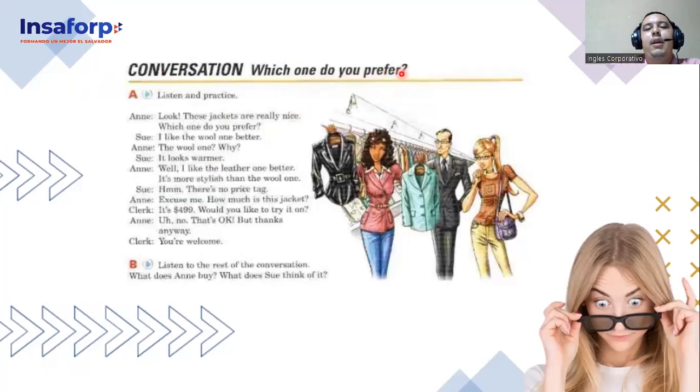Which one do you prefer? I think the majority of you have this problem. Which one do you prefer? This one or this one? When you are going to the store, I think some of you have that problem, right? I think we men always go to the thing that we're going to buy, and the ladies, the majority of the time, have like two or three options about what they're looking for, right? That's why the conversation says, which one do you prefer?